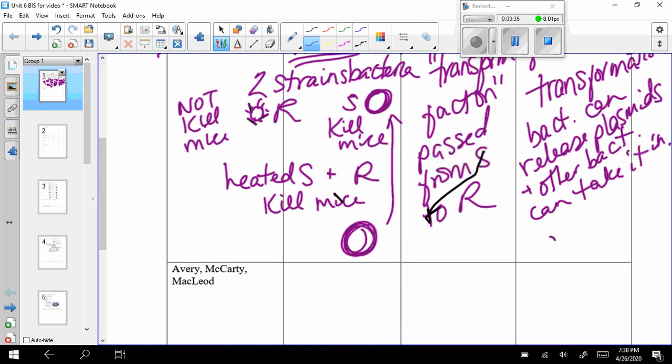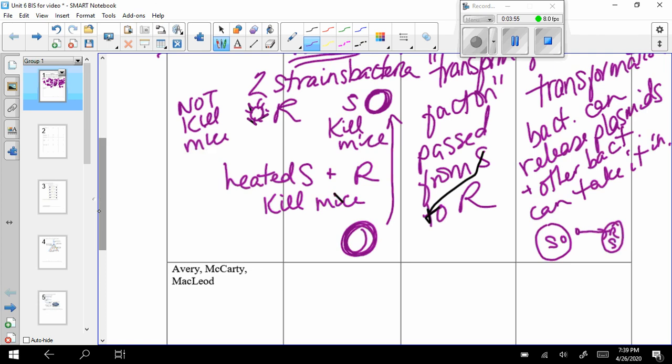So if this is my S and I release this plasmid into the environment and the plasmid has the DNA to make the capsule, if I am an R bacteria and I take this in, even though I was an R, I can behave like an S because I have some of the S's DNA.